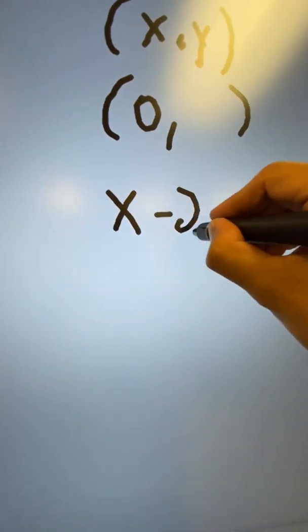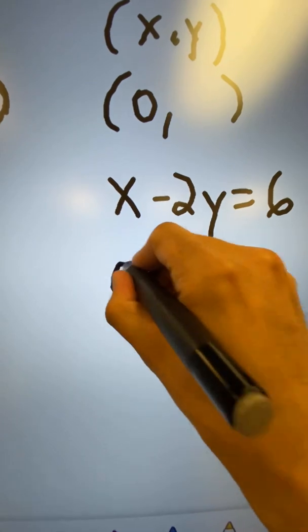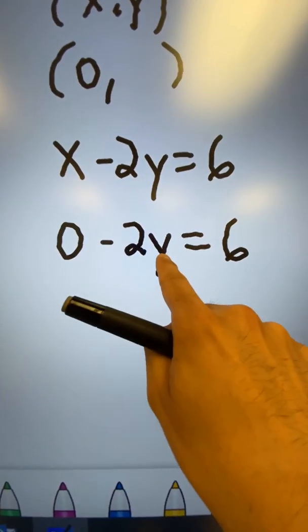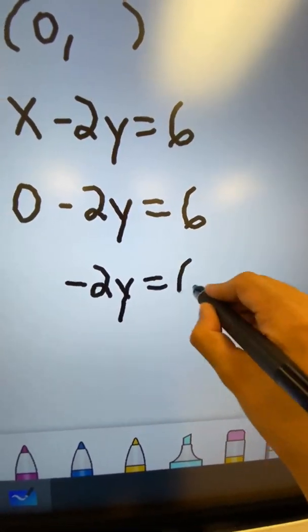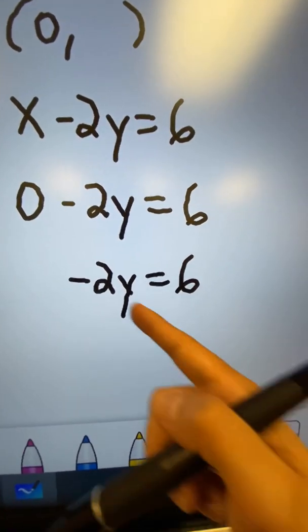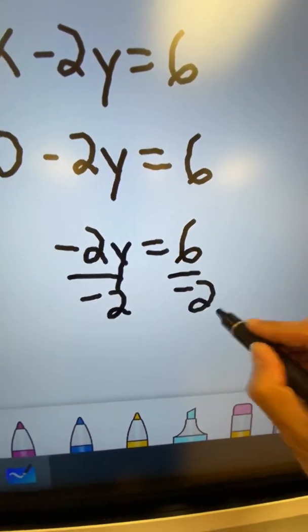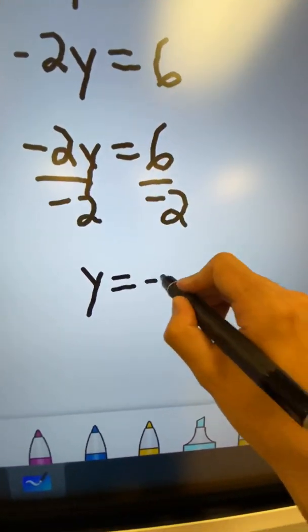So again, let's see how this looks. x minus 2y equals 6. In this case, I'm going to let x equal 0, and I'm going to copy the rest. So you can see here, 0 minus 2y. We've got to simplify this now. That gives me negative 2y equals 6. And now I've got to solve this, so I've got to divide both sides by negative 2. And then we get y equals negative 3.